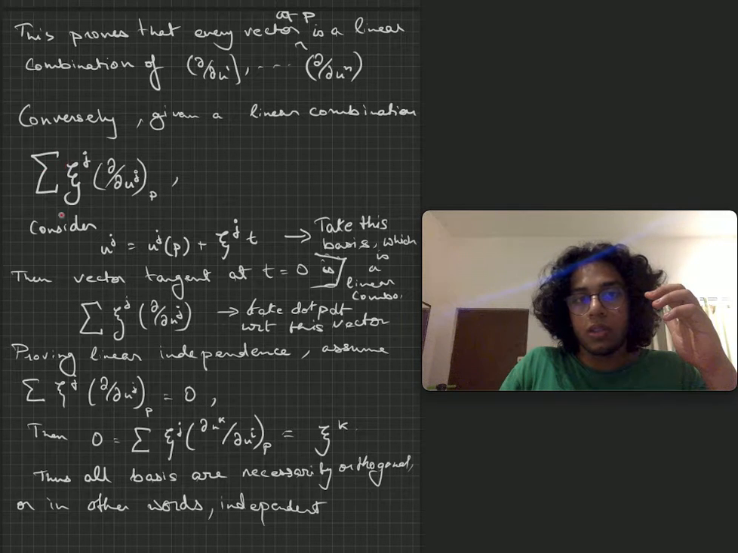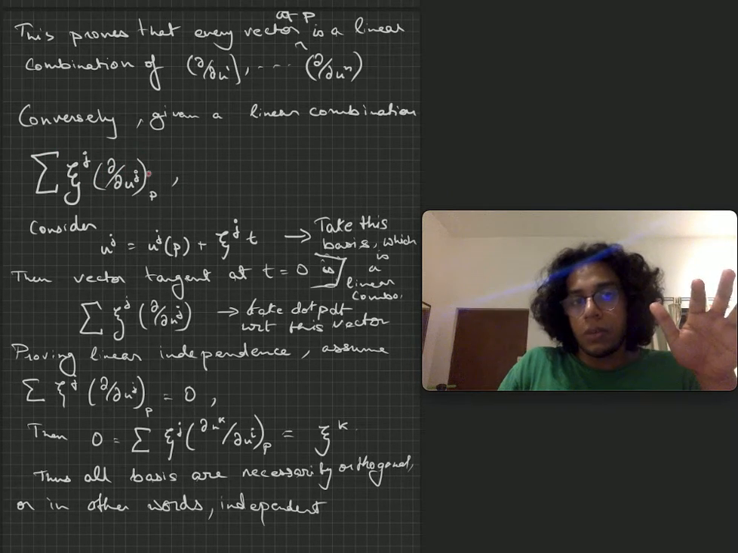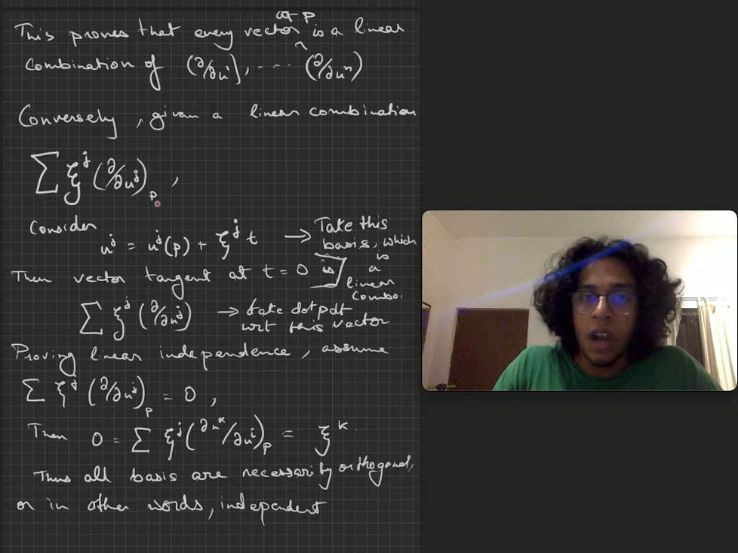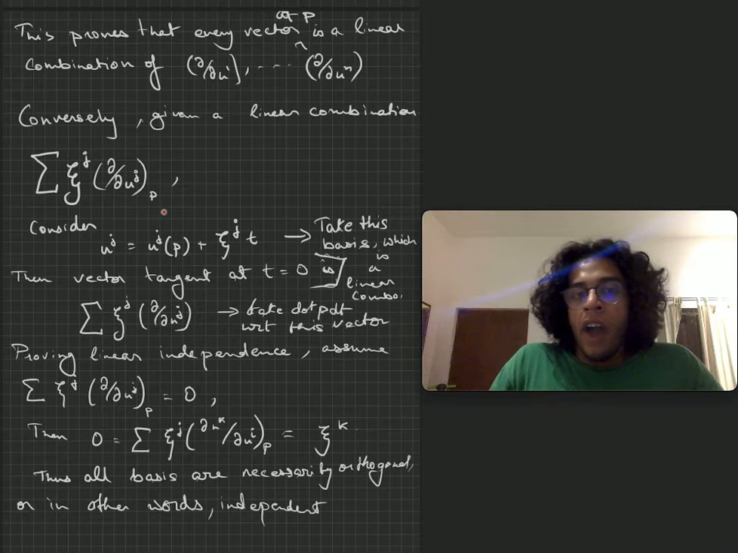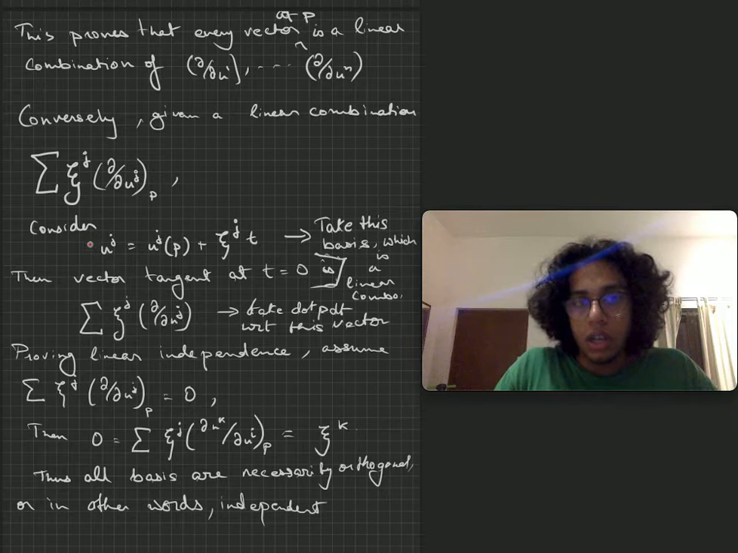say this chi j is really some arbitrary constant attached to this particular operator, right? So the summation of chi j into the partial derivative at p. Consider this linear combination of vectors, right? And then suppose that uj can be written as uj of p plus some chi j of t.